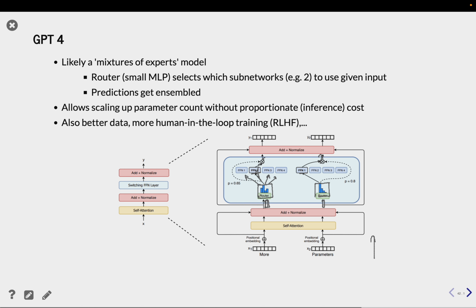Other innovations here are better data. They did a lot more work on cleaning the data, and also a lot of human-in-the-loop training. This is very common for large language models. They seem to do everything by themselves, but there's a lot of human effort in cleaning the data better and doing the post-training fine-tuning with human input. There's a lot of human hand-holding to make sure those models are actually trained well.